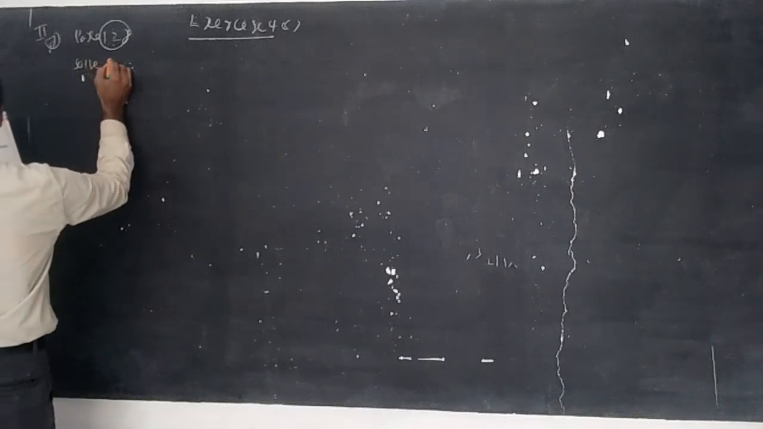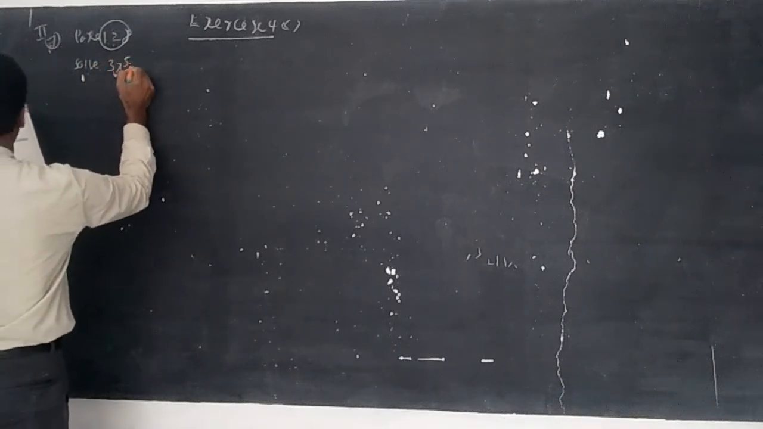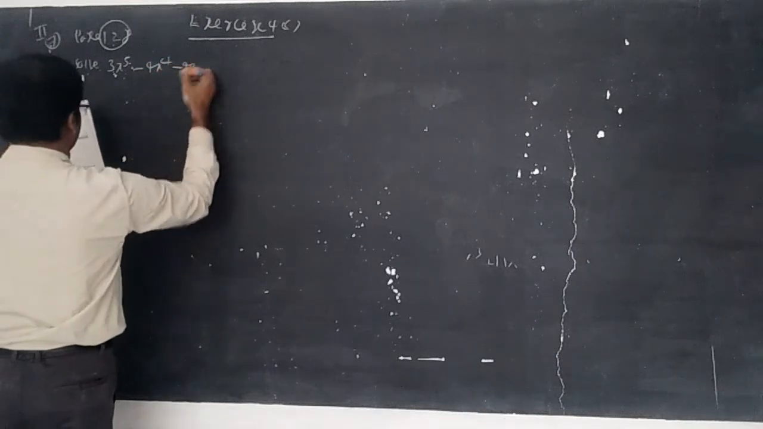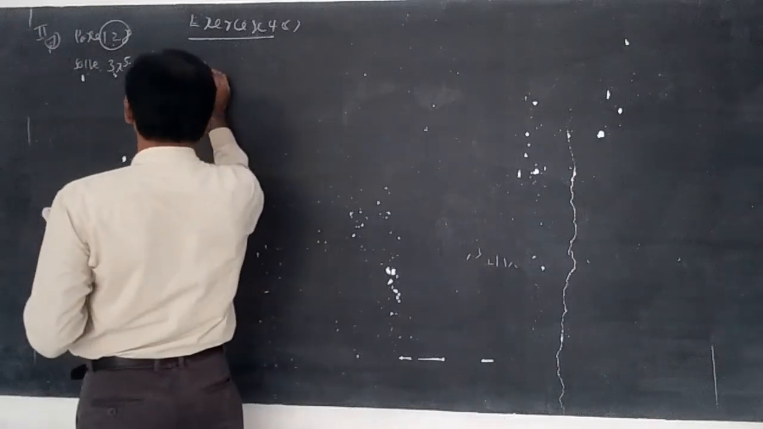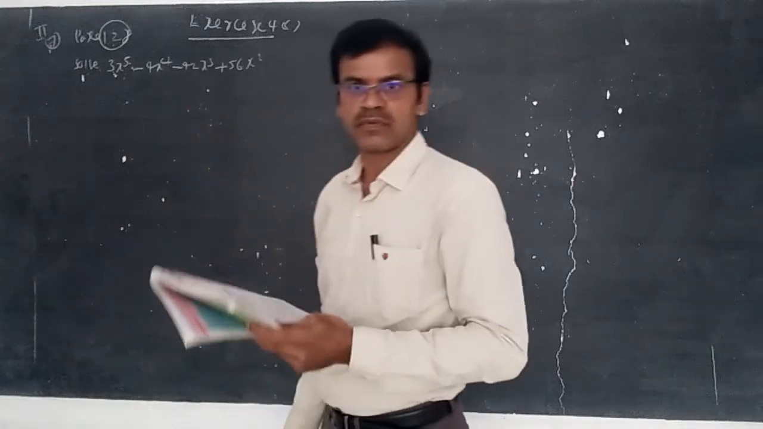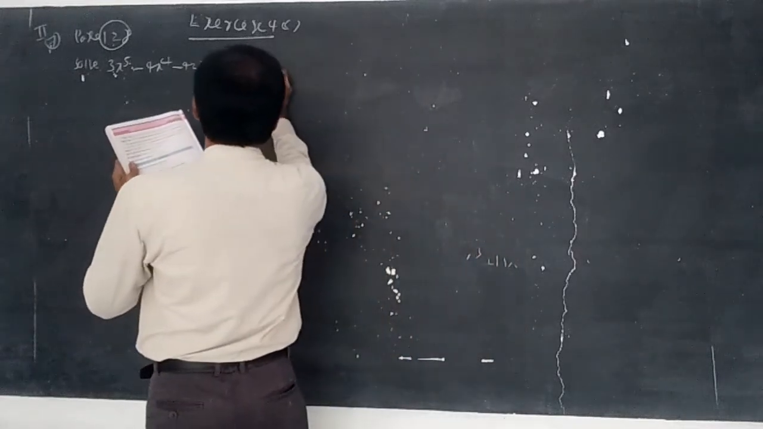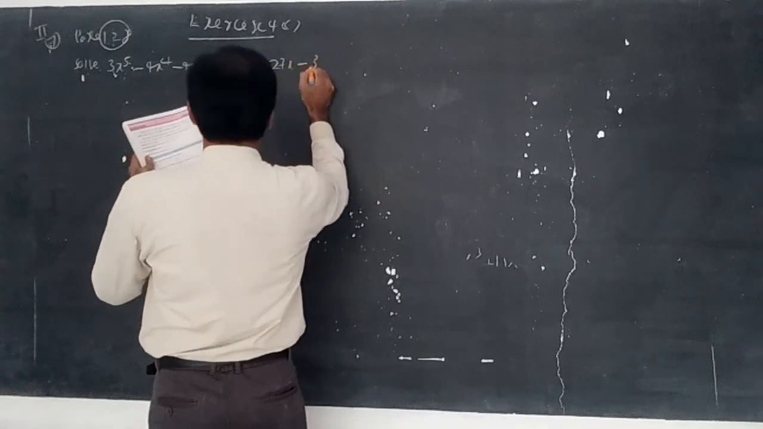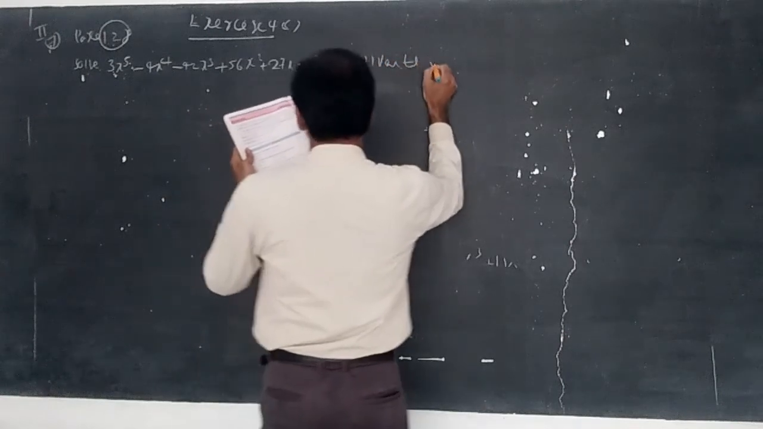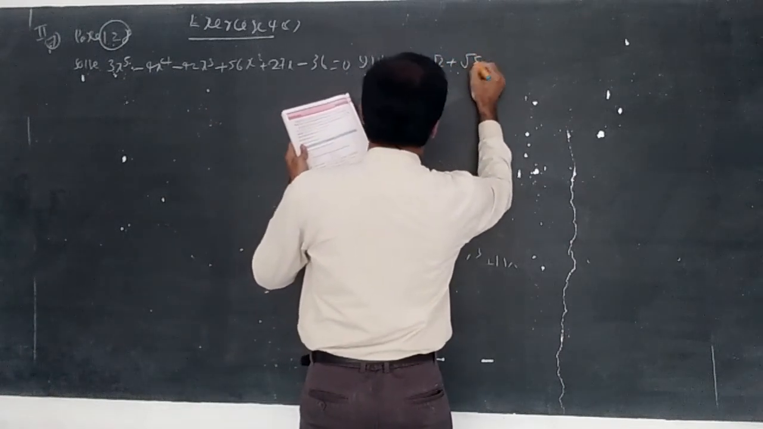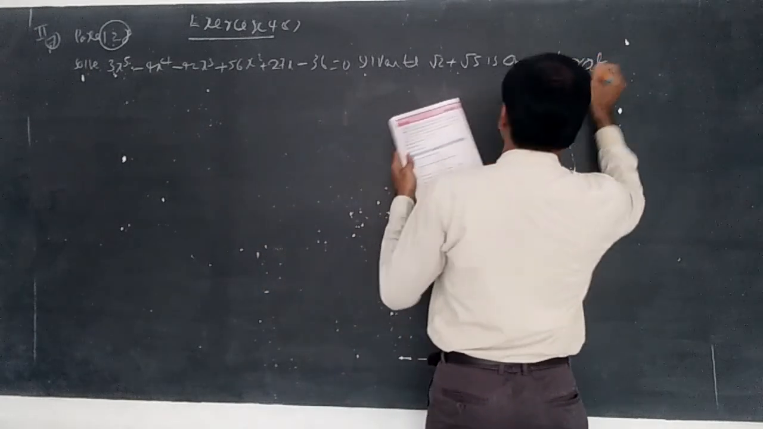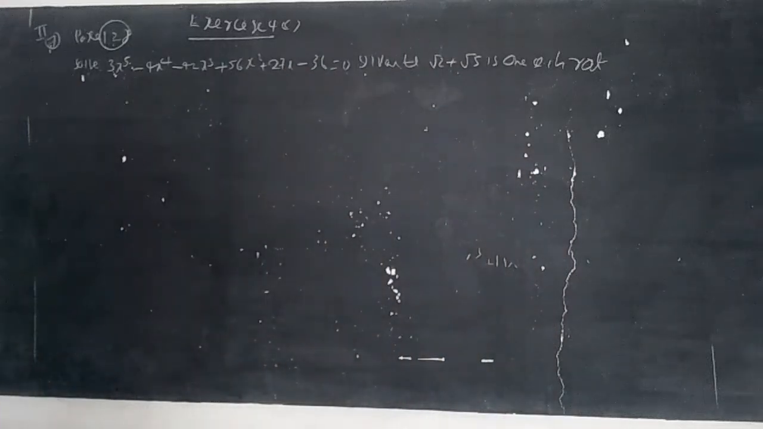Solve 3x power 5 minus 4x power 4 minus 42x cubed plus 56x square plus 27x minus 36 equal to 0, given that root 2 plus root 5 is one of its roots.